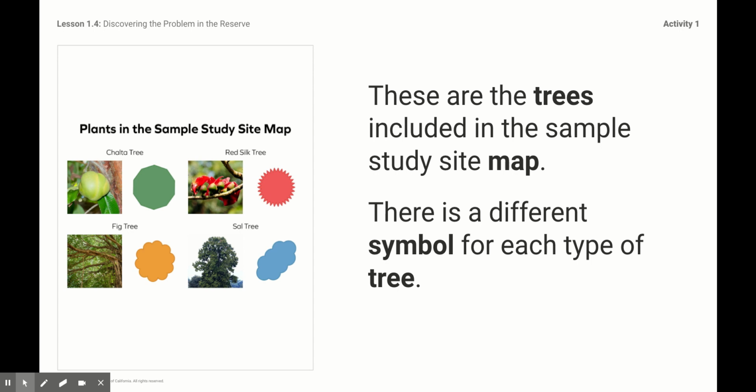So the scientists thought it would be very helpful to give us a key so that we know that these are the trees included in the sample study site. And not only do we know that these are the trees in the sample study site, but that on the map, they're going to be represented by different symbols for each type of tree. So the chalta tree, which is green, is going to have this green dot. The red silk tree, the red dot. The fig tree, they represent the symbol with an orange flower, and then the sal tree looks like a puffy cloud symbol.